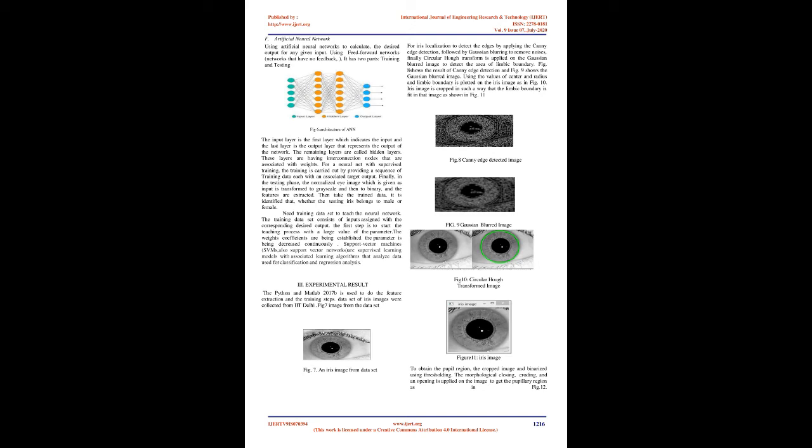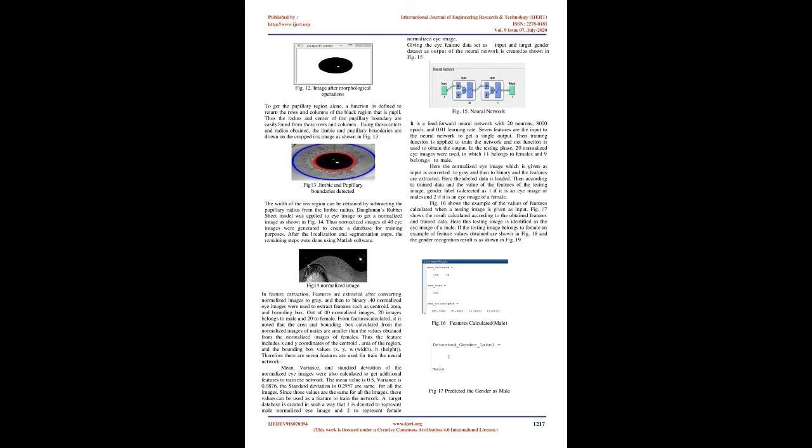For a neural net with supervised training, the training is carried out by providing a sequence of training data, each with an associated target output. Finally, in the testing phase, the normalized eye image which is given as input is transformed to grayscale and then to binary, and the features are extracted. Then taking the trained data, it is identified whether the tested iris belongs to a male or female.